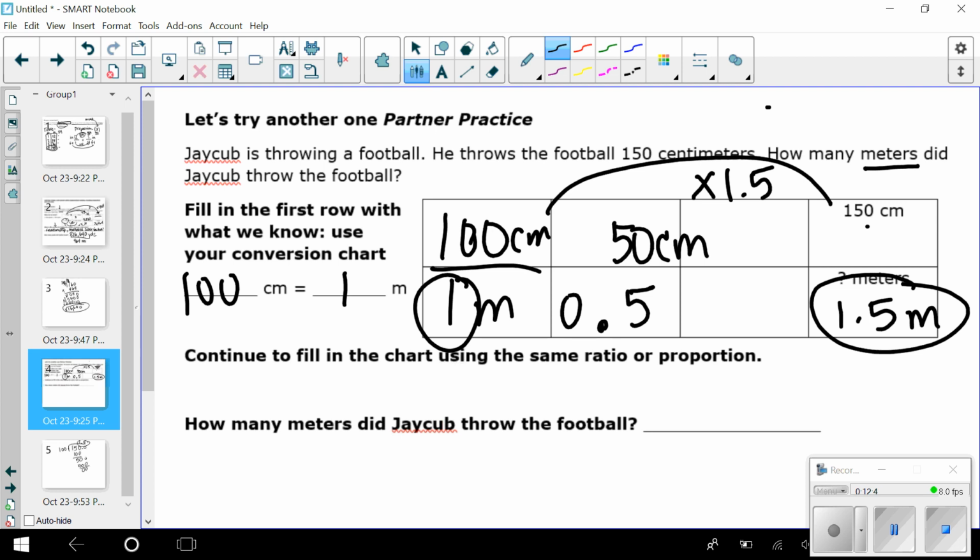And that's one way that you can do that chart. How many meters did Jacob throw the football? Well, he threw it 1.5 meters. Okay? And that is how you work conversions. And this is, again, remember, within the metric system.